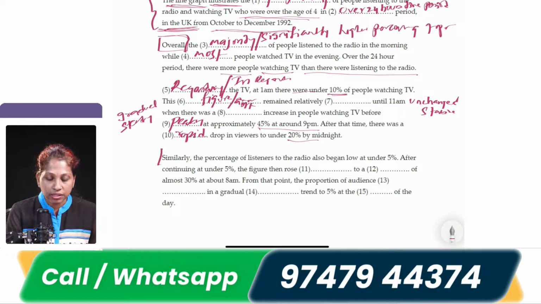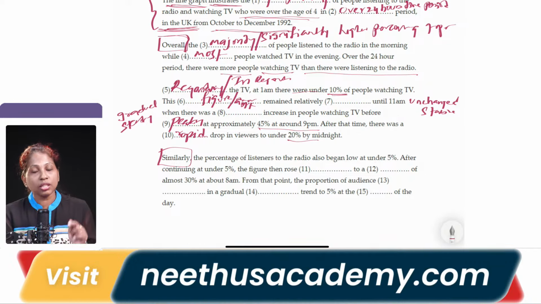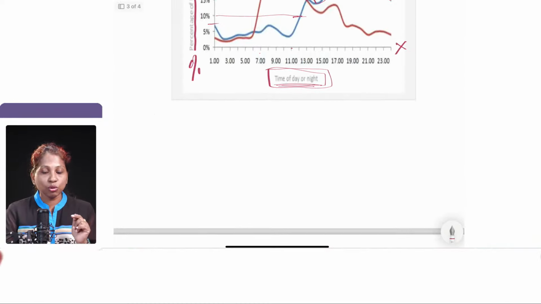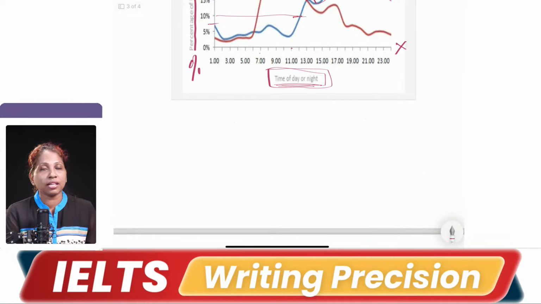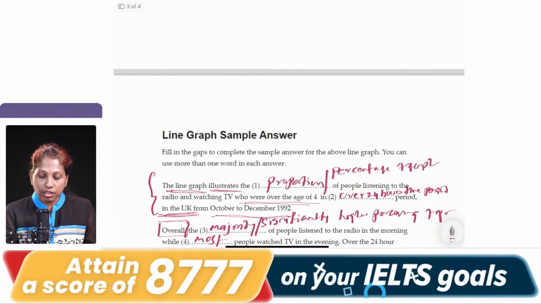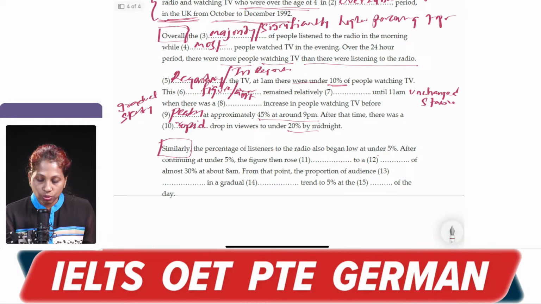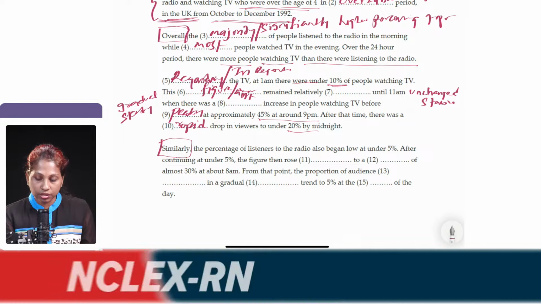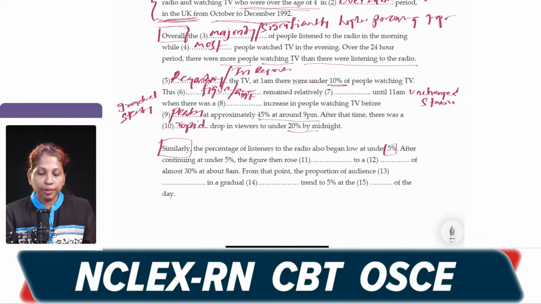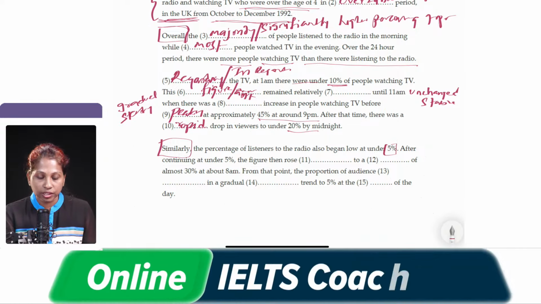So similarly, the percentage of listeners to the radio also began low. Similarly, because for the radio also listeners in the morning are low. You can see the red one is starting at less than 5%. Okay, it is less than 5%. So the percentage of listeners to the radio also began low at under 5%. Okay, that is mentioned over here. Under 5% or less than 5% or below 5%, any way you can write.